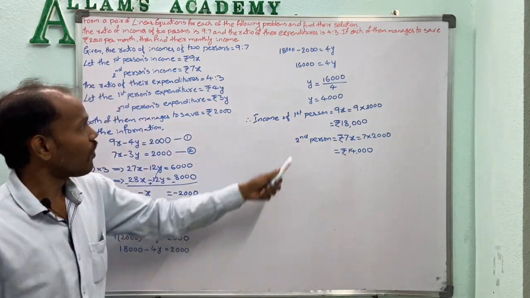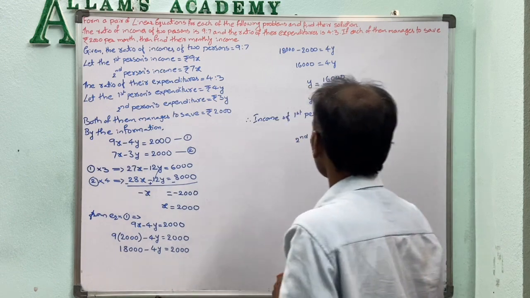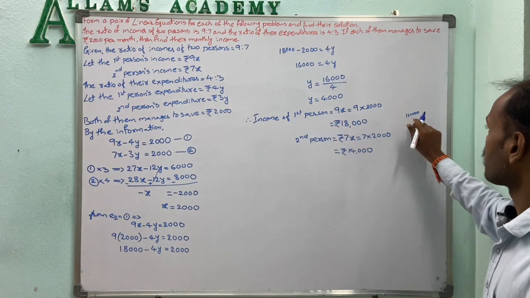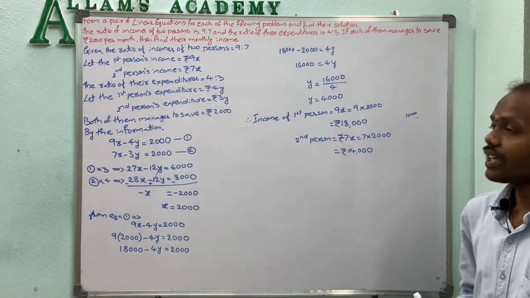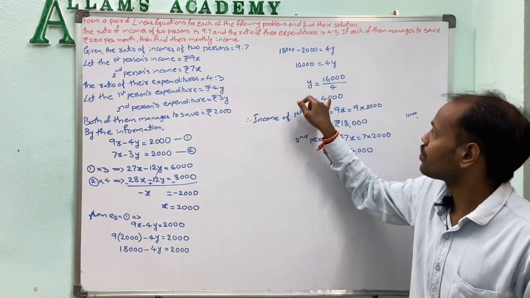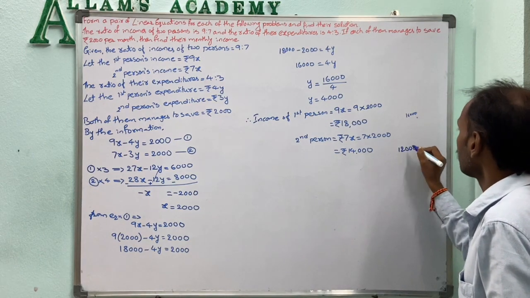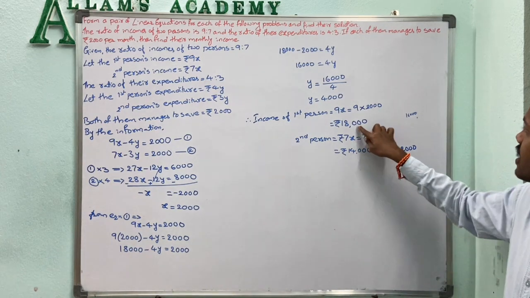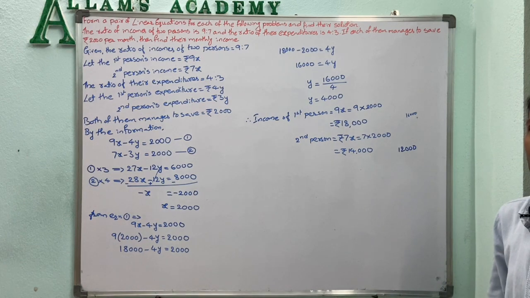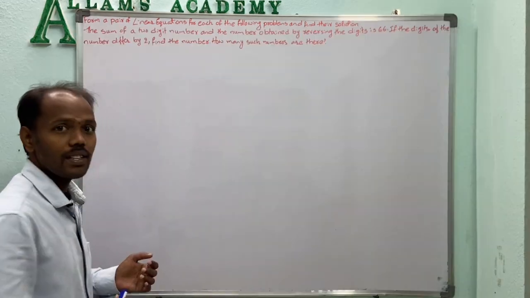Okay, the y value is 4000. If we substitute, 4 into 4000 is 16,000. So the first person's expenditure is 16,000. For the second person's expenditure, 3y with y equal to 4000, so 3 into 4 equal to 12, that is 12,000. Now 18,000 minus 16,000 is 2,000 and 14,000 minus 12,000 is equal to 2,000. So both persons save 2,000 rupees.